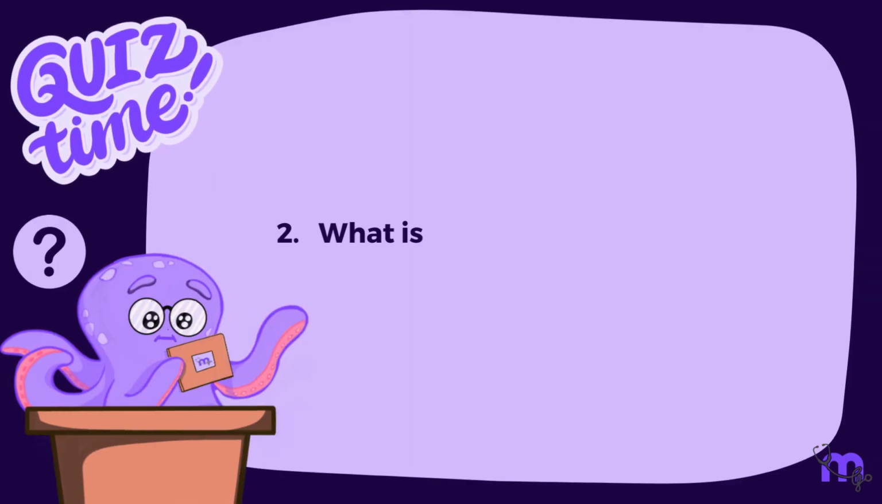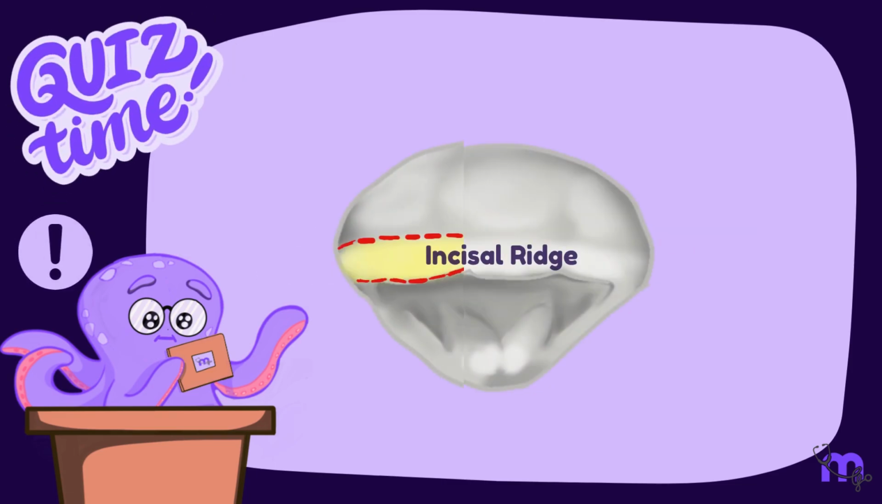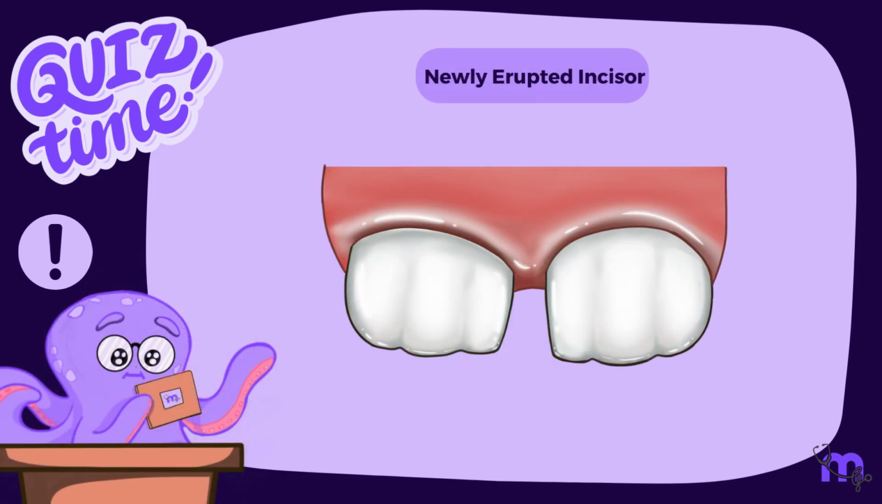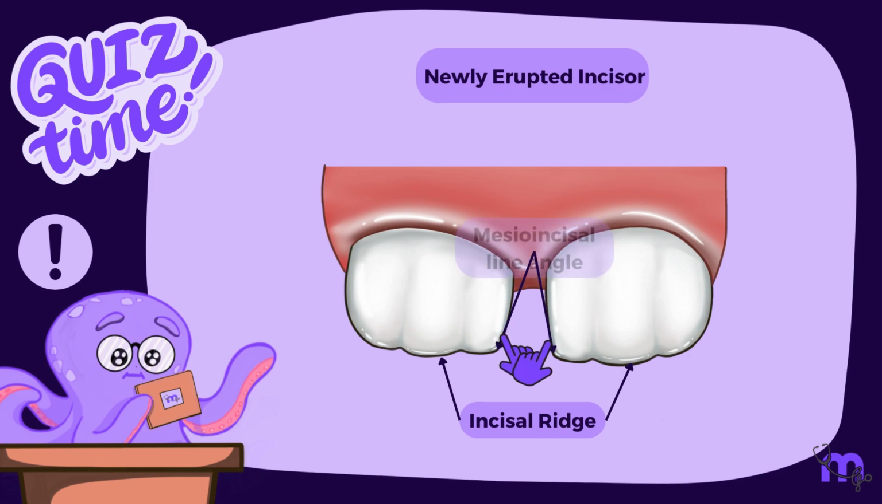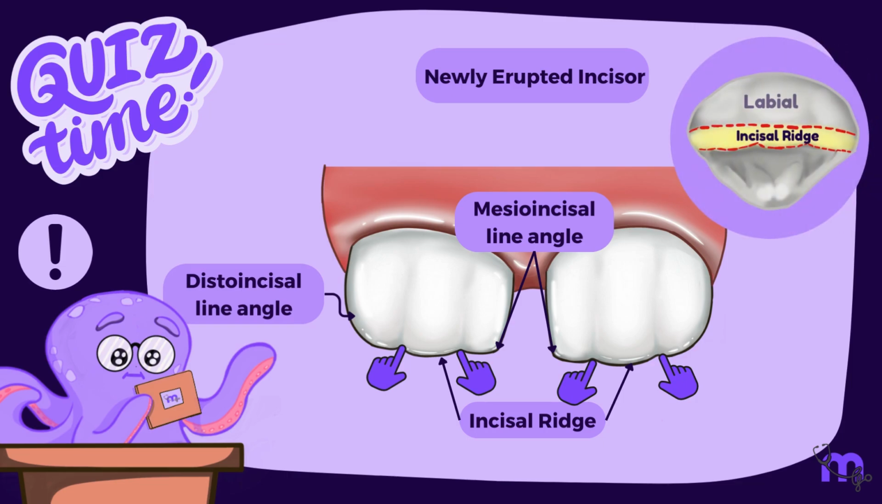Now let's see what is the difference between an incisal edge and an incisal ridge. The incisal ridge constitutes the complete incisal portion of the crown. In newly erupted incisors, this portion is rounded and merges with the mesio-incisal and disto-incisal line angles, as well as the labial and lingual surfaces.